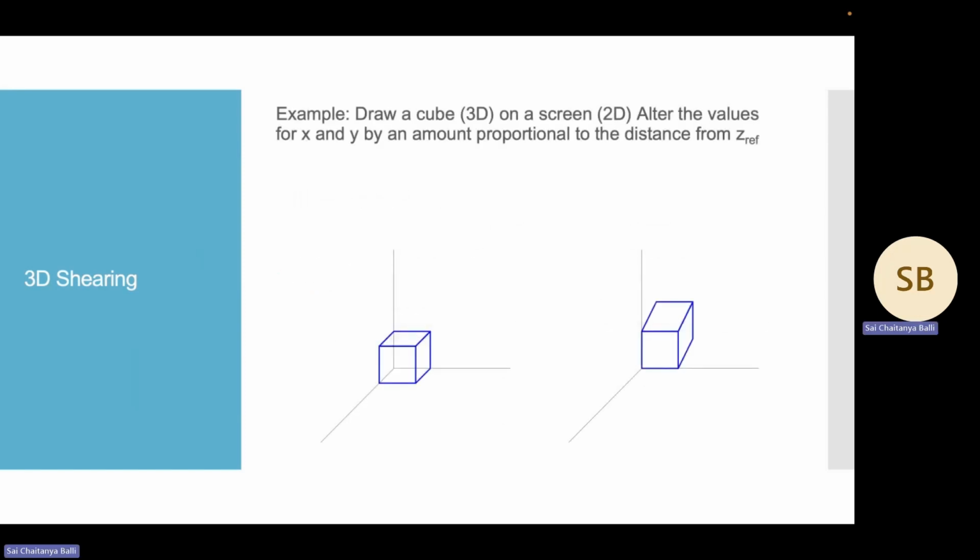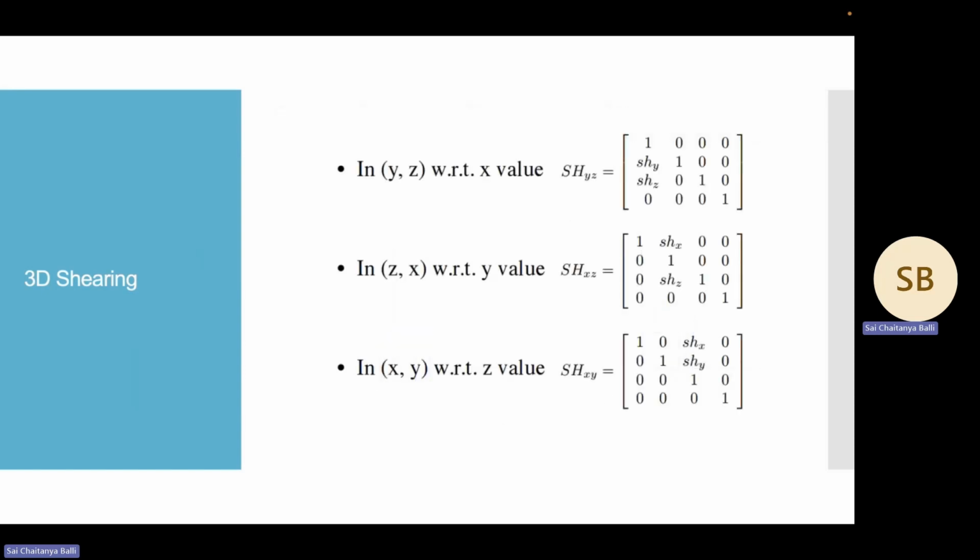So over here we have an example to draw a cube. To draw a 3D cube on a 2D screen, alter the values of x and y so they are proportional to the distance from the z reference. So there's a sample example.